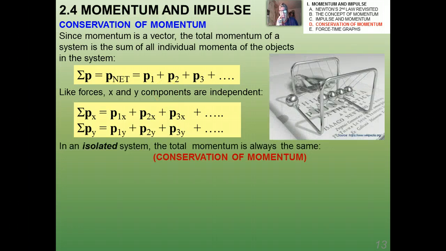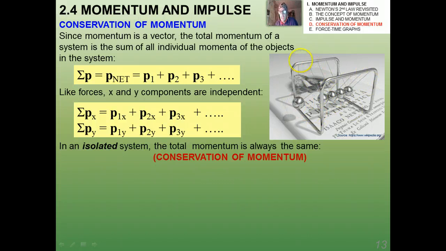Okay, so now in an isolated system, meaning it's a system where no other forces are acting, you're only considering one particular object or two or three objects or whatever, the total momentum is always the same, and this is called conservation of momentum. And I don't know if you've ever seen one of these deals. This is called Newton's cradle, and it's an interesting demonstration of not only the conservation of energy, but the transfer of energy and the conservation of momentum and the transfer of momentum and that sort of thing.